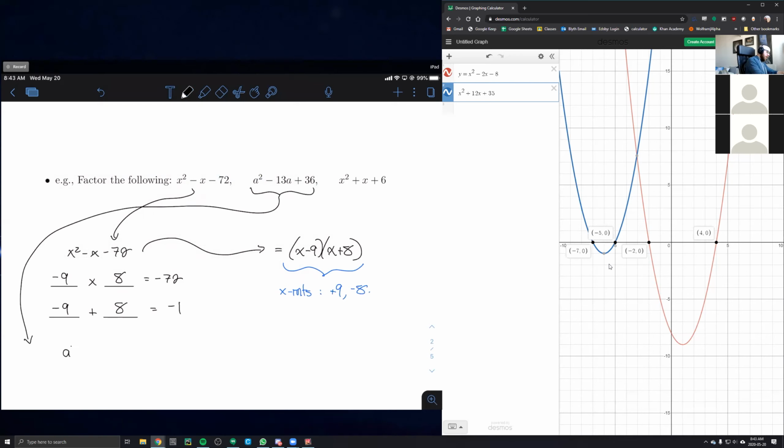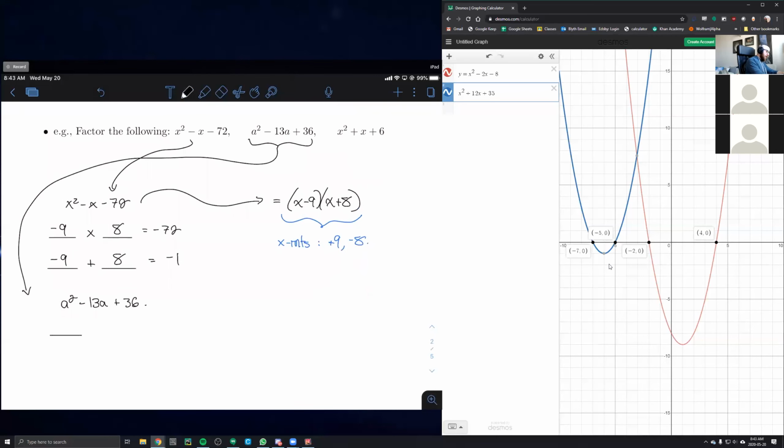Okay, so we have a squared minus 13a plus 36. So I have to multiply to get to 36, and I have to add to get to -13.